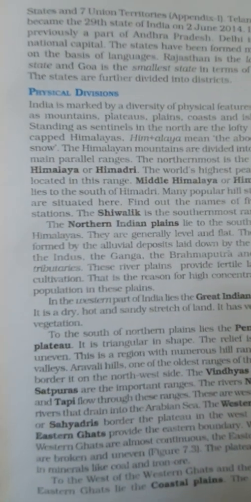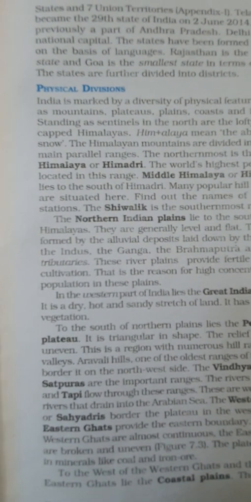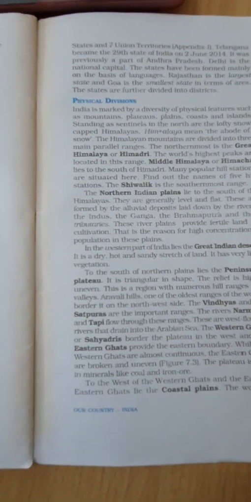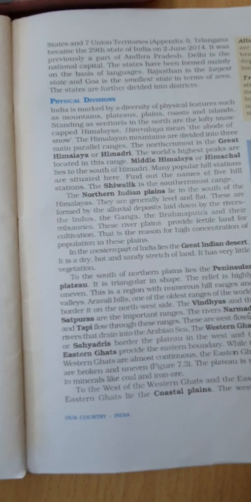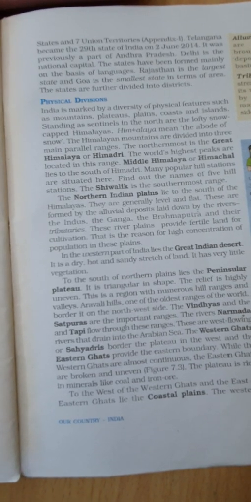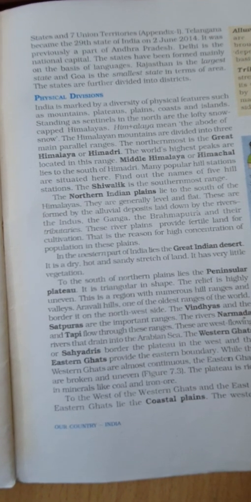Now come to the physical divisions. The Himalayas in the north are divided into three main parallel ranges. The three main parallel ranges are Great Himalayas or Himadri, Middle Himalaya or Himachal, and Shivalik. You can see in this map Great Himalayas and Shivalik.